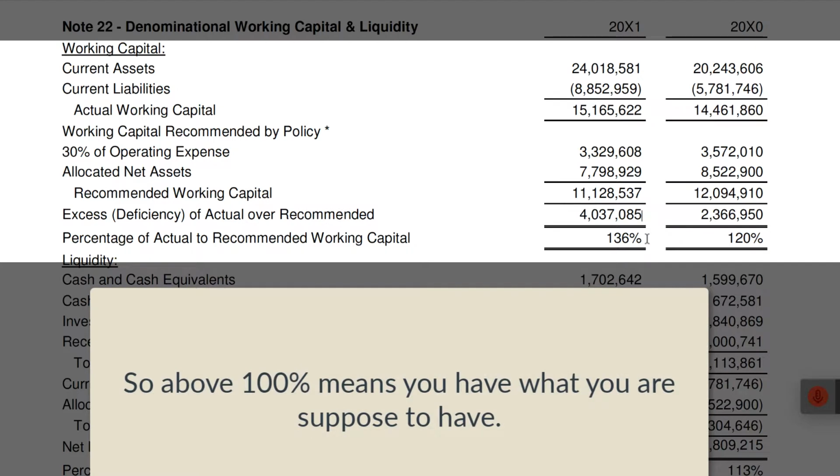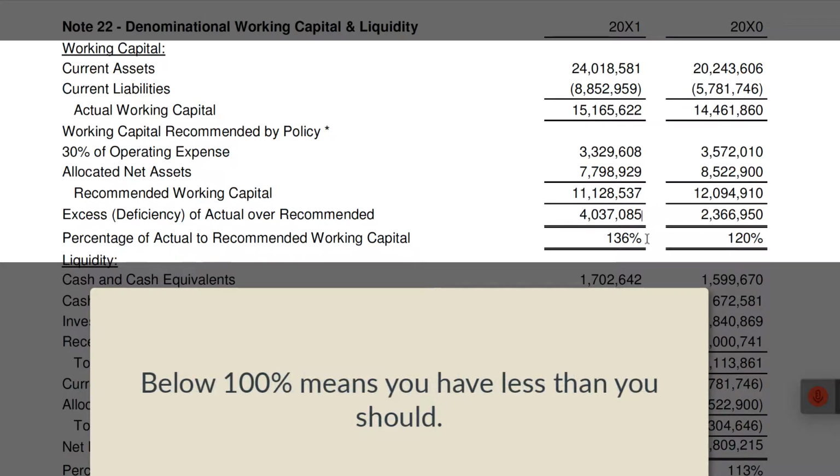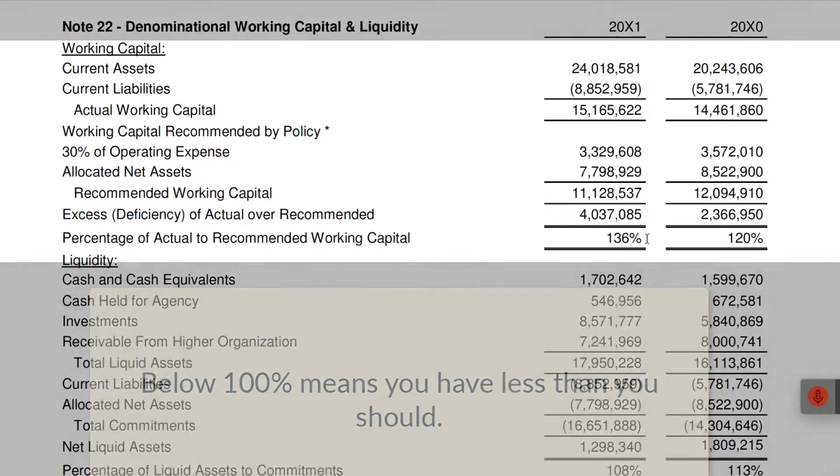So if you have above 100, then everything is fine. You are meeting the minimum suggested working capital. If you're below 100%, then you are short. All right. And if you're short, then you are jeopardizing your families because when the emergency comes along, all you can do is lay people off.